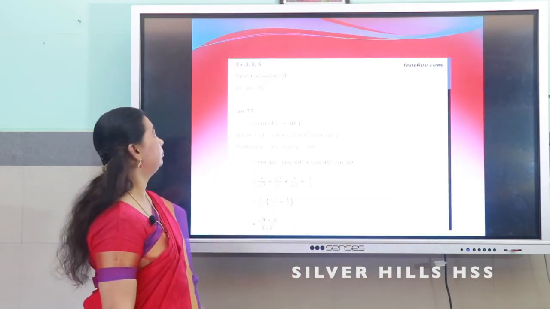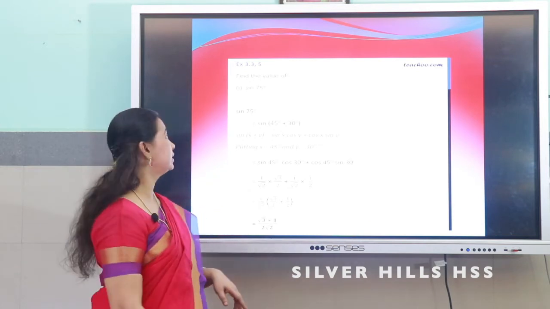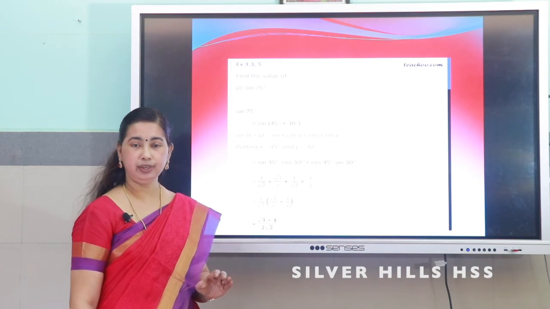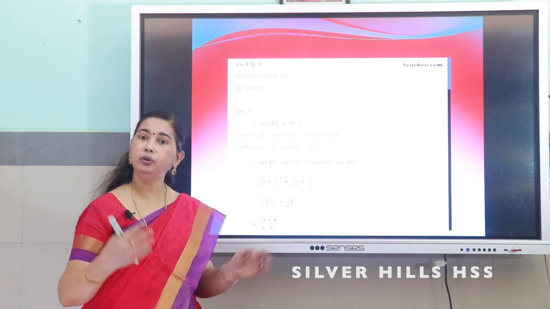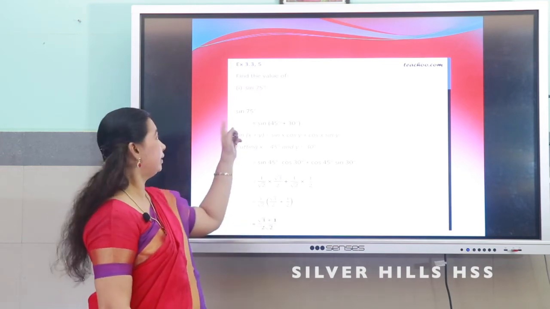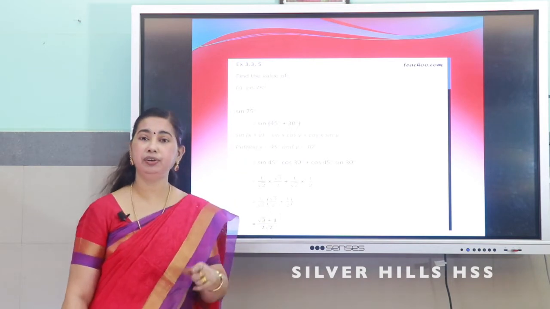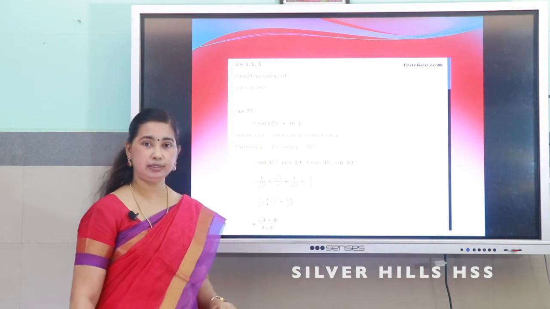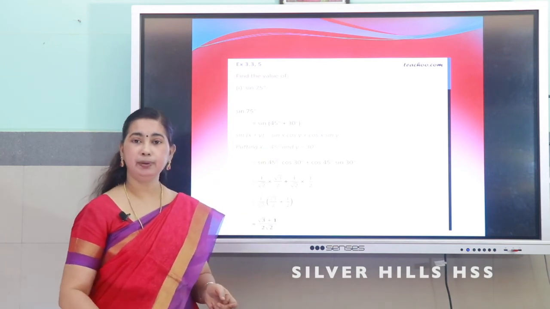One more example, find the value of sine 75 degree. How can you find what is sine 75? Always start with the known values. So, 75 degree is the same as 45 degree plus 30 degree, and that is sine of 45 plus 30, sine of x plus y.